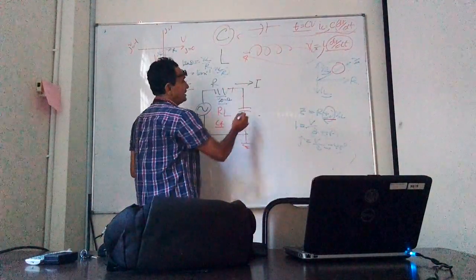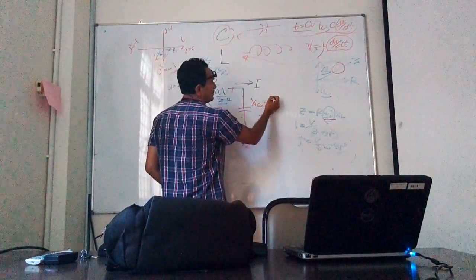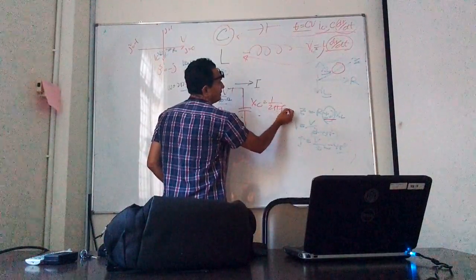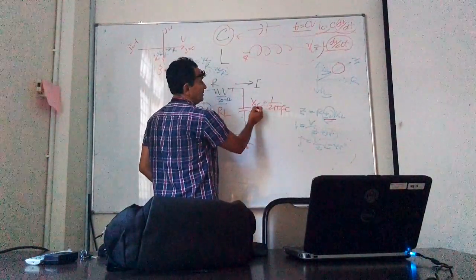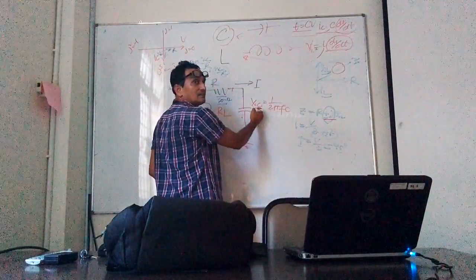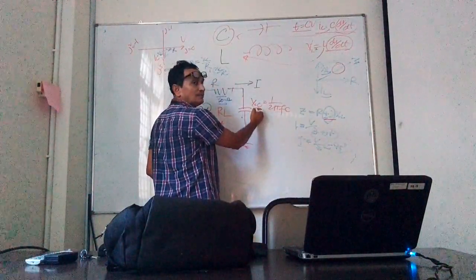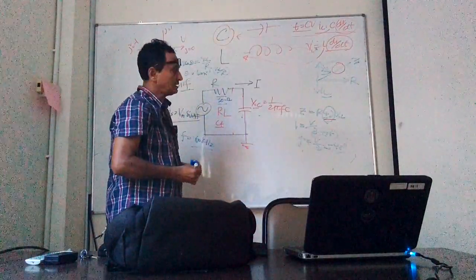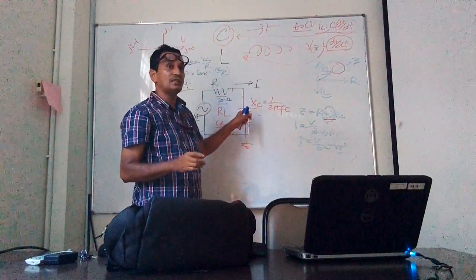So what should be the property here? Xc, capacitive reactance should be 1 by, think that it is inverse. Frequency increase, capacitive reactance will increase or decrease? Definitely decrease. So I say it's the fact, actually the theory behind it.